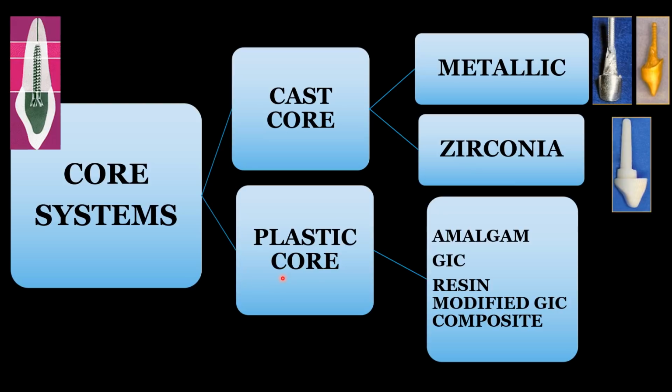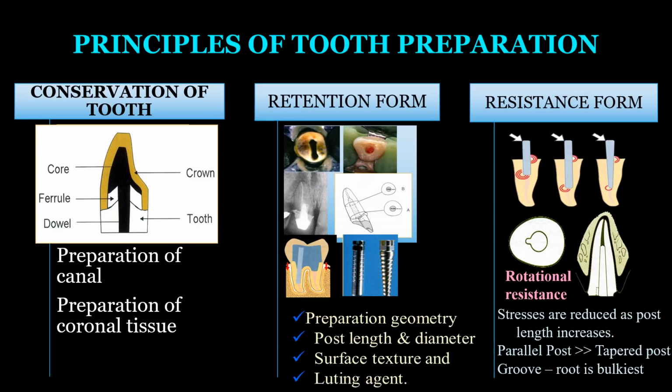Coming to the plastic core, they are the direct restorative materials which can be used to build up the coronal structure. We can use amalgam, glass ionomer cement, resin modified glass ionomer cement and the core building composites. Now we know all the systems, so let us discuss the principles of tooth preparation, because to place any system, we need to prepare the tooth. The principles are conservation of the tooth, retention form, and the resistance form.